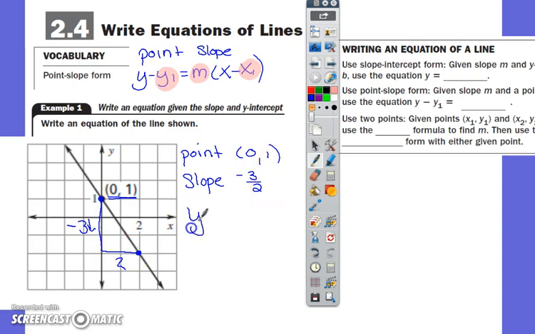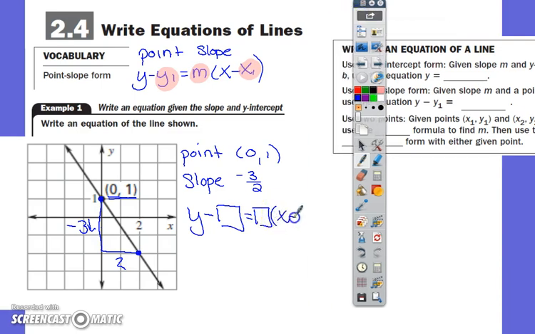We use our formula. y minus, well, something goes in there, equals my m times x minus, now something goes in here. Well, let me color code for you, please. Here we go. Our y sub 1 is right here, goes in here. Our x sub 1 is the 0, goes in here. Our m goes in here. So let me fill in. This would be 1, this would be negative 3 over 2, this will be 0.